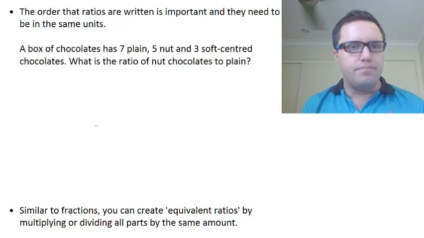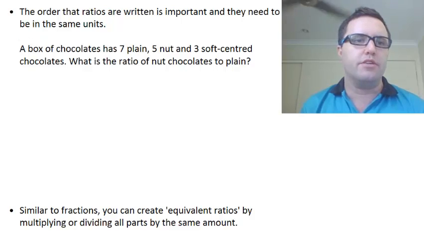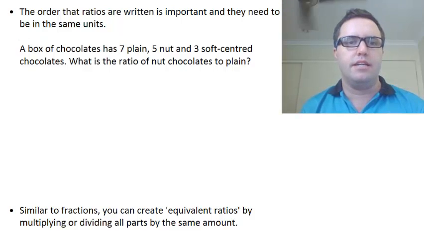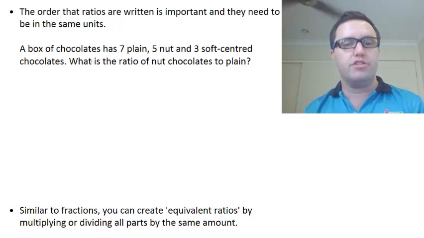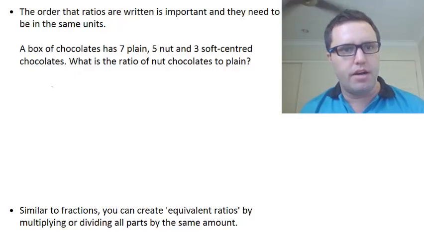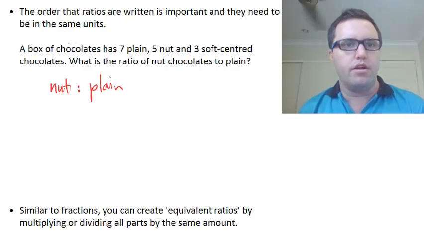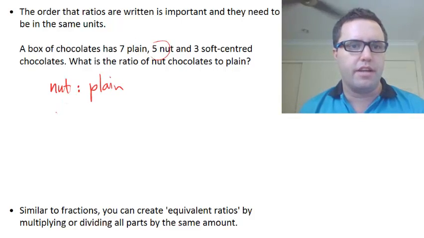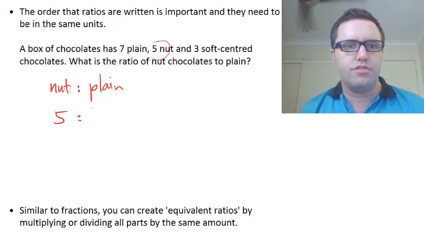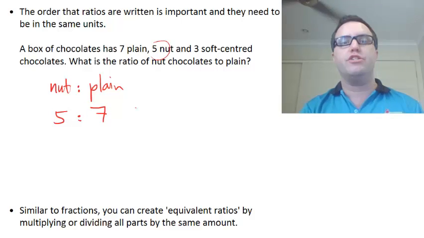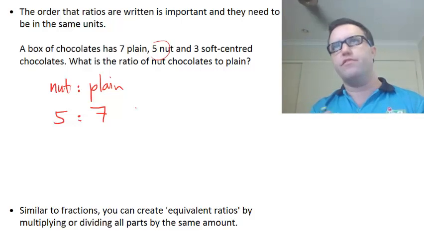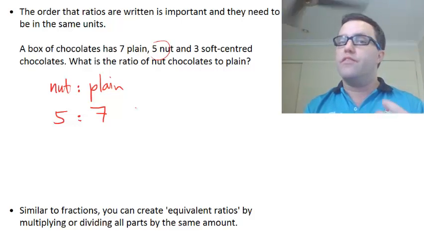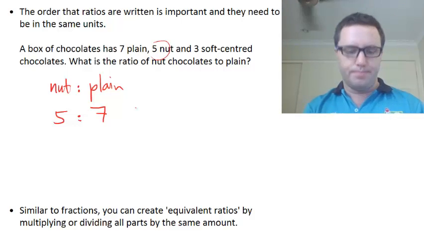Now, the order of ratios. We have a box of chocolates with 7 plain, 5 nut and 3 soft scented chocolates. What is the ratio of nut chocolates to plain chocolates? I want nut is to plain. Nut is 5, so I'm going to have 5 is to 7. Because we wanted the ratio of nut chocolates to plain, we have to have 5:7. You can't just write 7:5. You've got to give it in the right order so that it all makes sense.